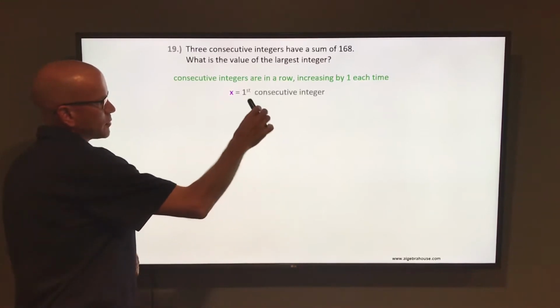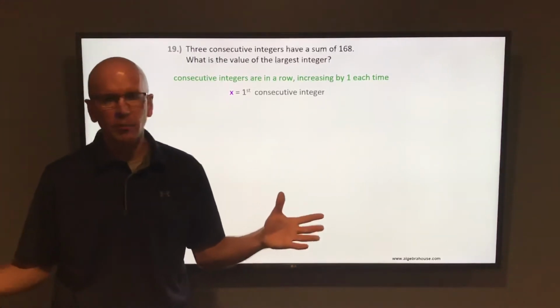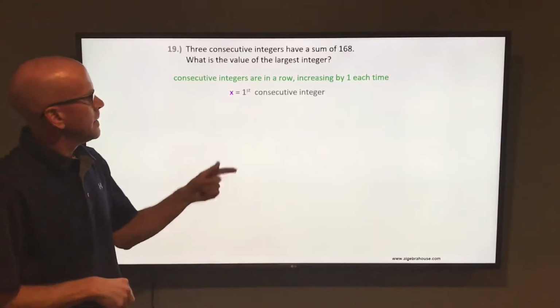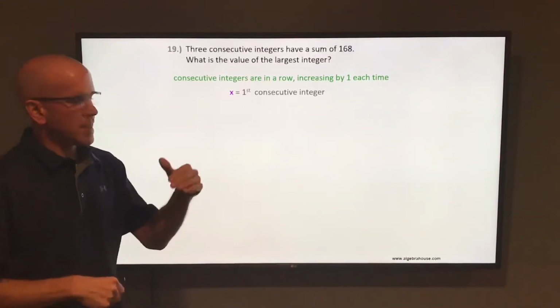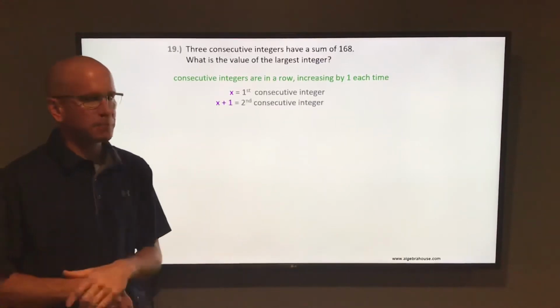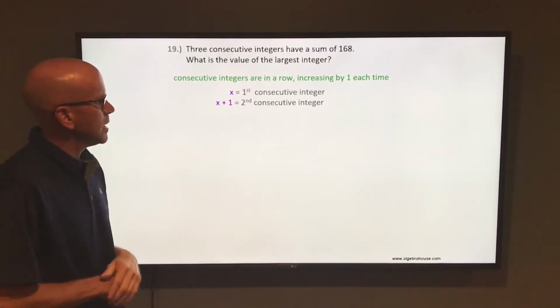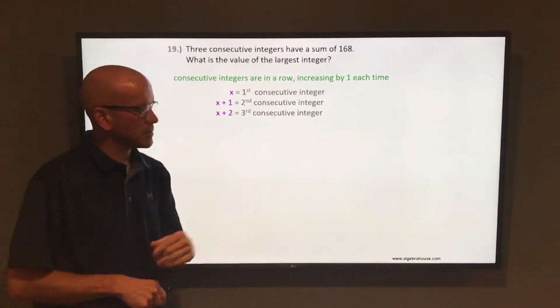We're going to let the first consecutive integer be x, or z, or y, or whatever variable you want to use. But if that's the first one, remember they increase by 1 each time, so the second consecutive integer would be x plus 1. They're increasing by 1 each time. And the third consecutive integer would be x plus 2.